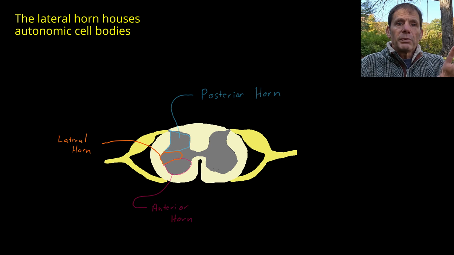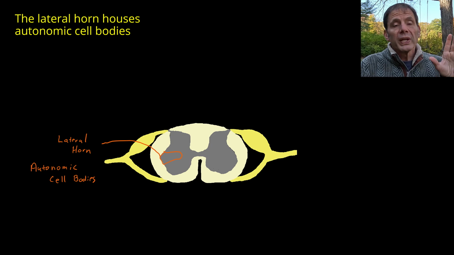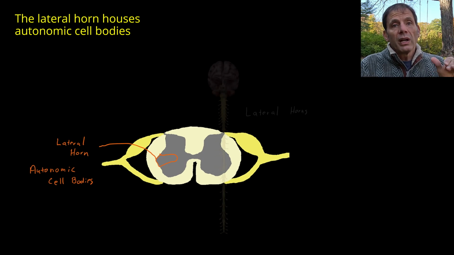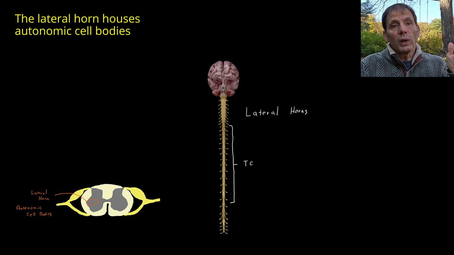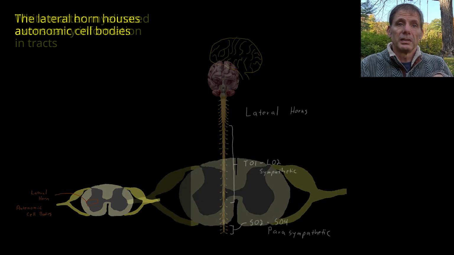The lateral gray matter of the spinal cord houses the cell bodies for autonomic neurons that control the activity of smooth muscle and glands. The lateral matter is mostly associated with the sympathetic nervous system, so we see the lateral gray horn at spinal segments T1 to L2. There's some lateral gray matter associated with the parasympathetic nervous system, and we see that at segments S2 to S4.